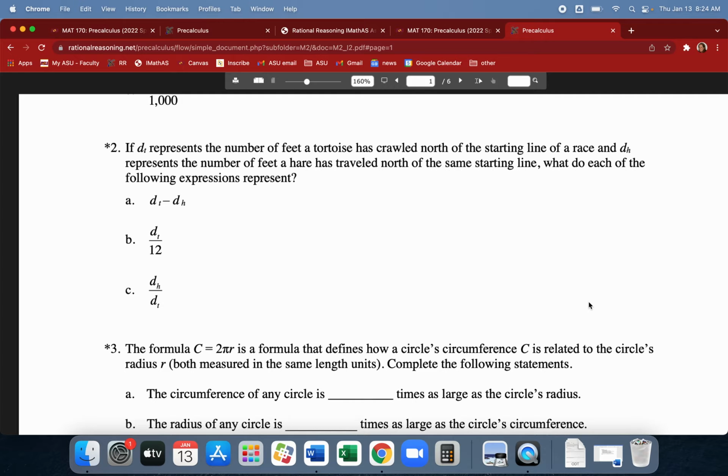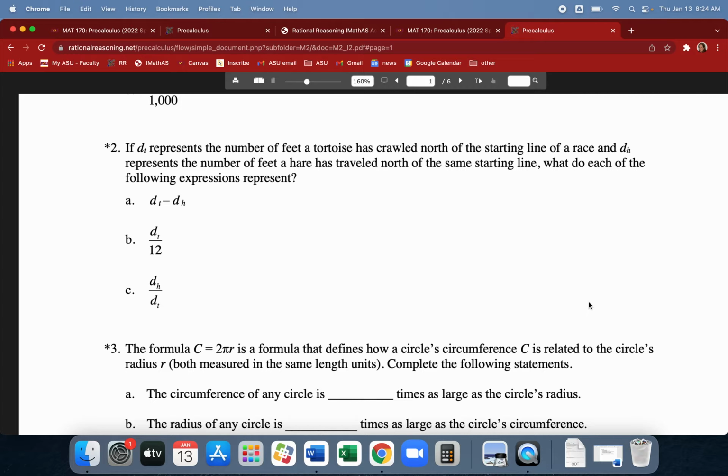It's just 1/12 of the distance the tortoise is traveling. If it were multiplication, we could maybe think, oh, maybe I can convert this to inches and talk about the number of inches. But division by 12 is going to make a smaller number. So it's 1/12 of the distance that the tortoise is beyond the starting line, north of the starting line.